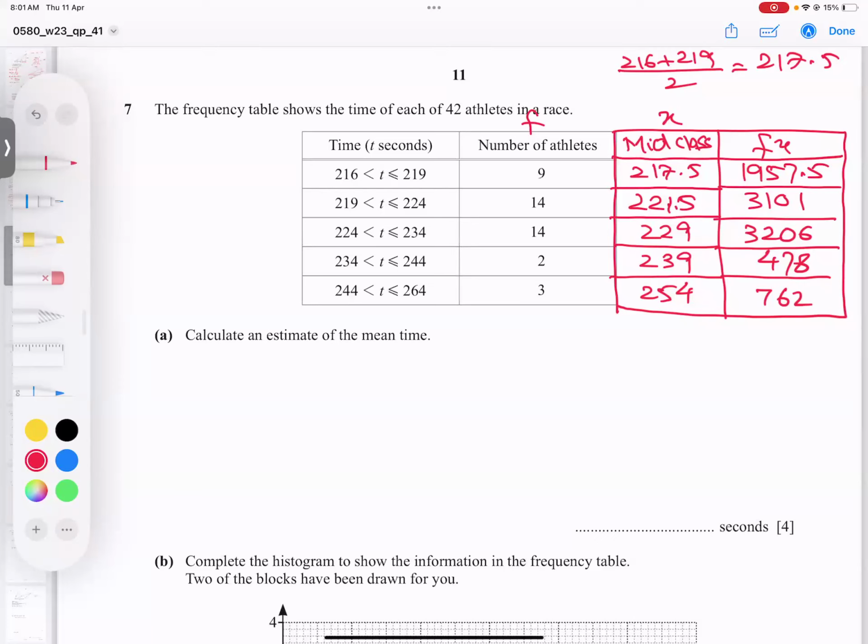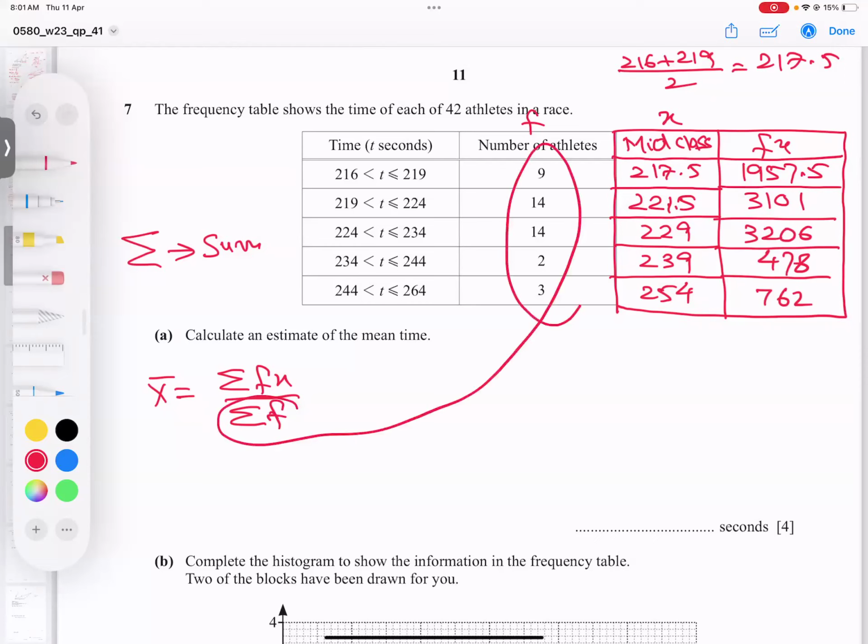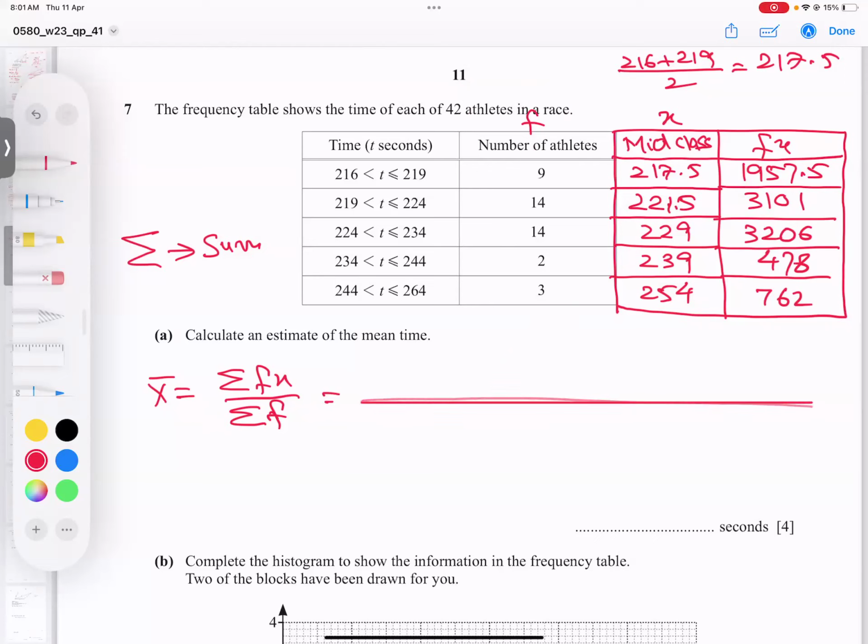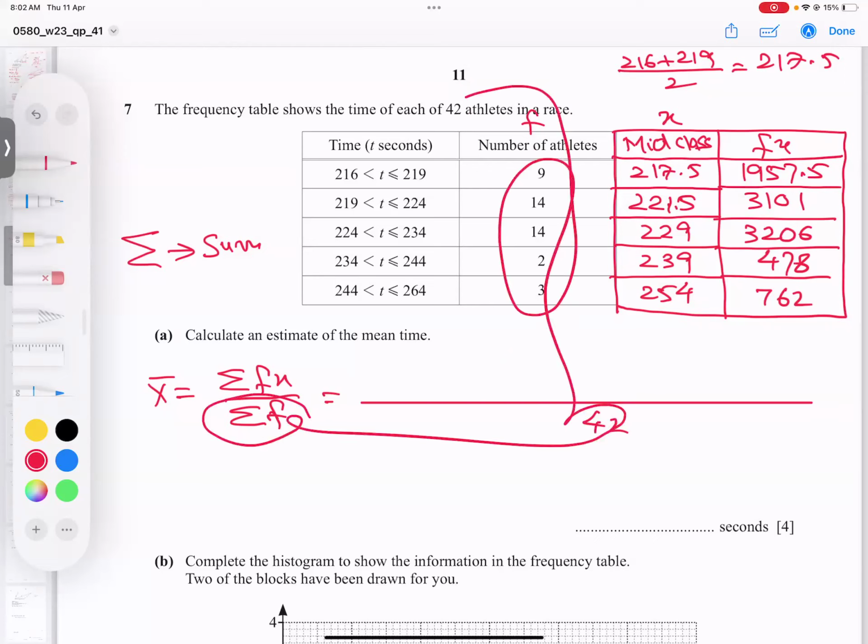Students, do you know the formula? The mean formula is sigma fx over sigma f. Sigma stands for sum. This is how to pronounce it. It means sum the column of f. Sorry, this below is f, not x, sorry. So this f, add them all, which is 42. I will not waste my time. I'm writing directly here 42, because sigma f is 42.